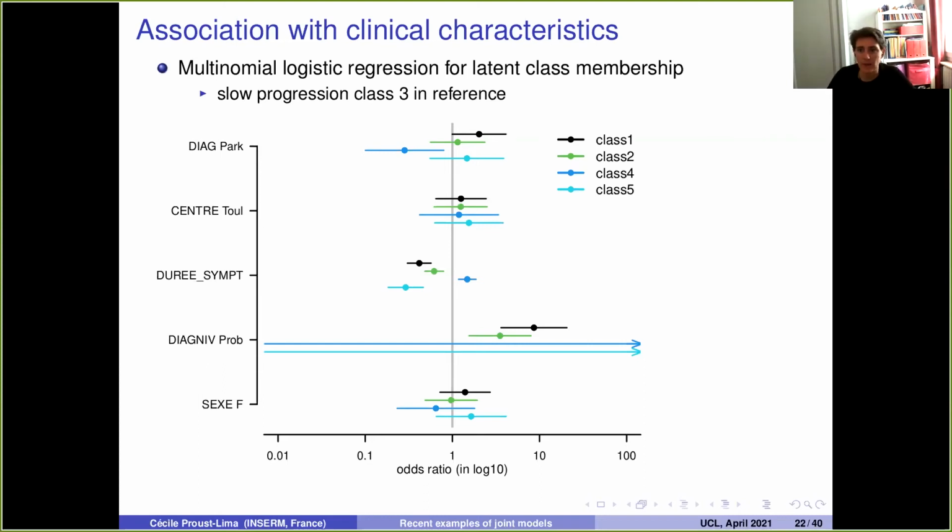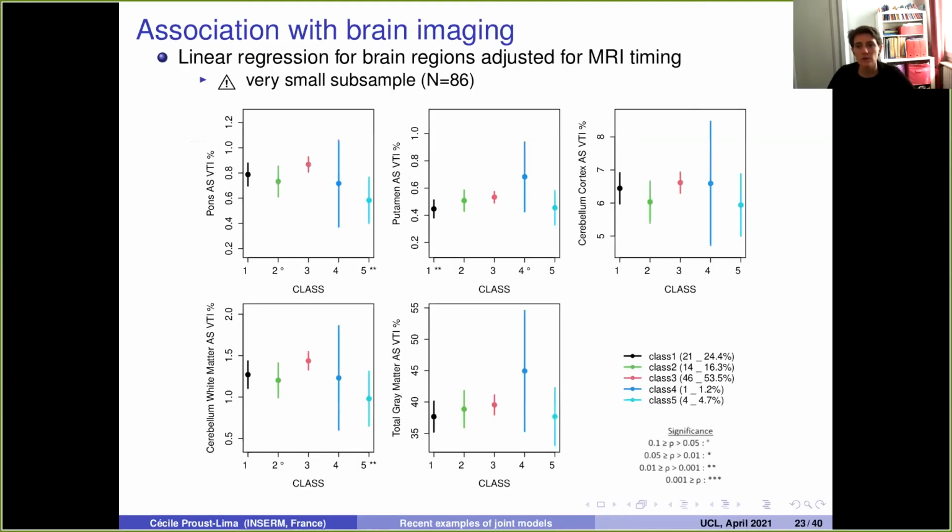What was more interesting, I think, was to use those latent classes to explore new assumptions and new directions of research regarding biomarkers, new biomarkers developed in the area. And I give you here an example with MRI data, so different regional volumes of the brain. We were able to look at those volumes according to the latent class while taking into account the uncertainty. This is a very exploratory analysis with only 86 people who had those MRI.